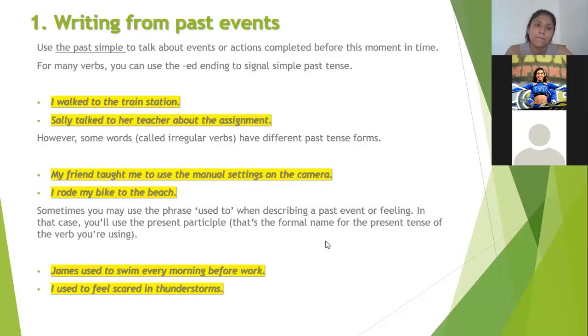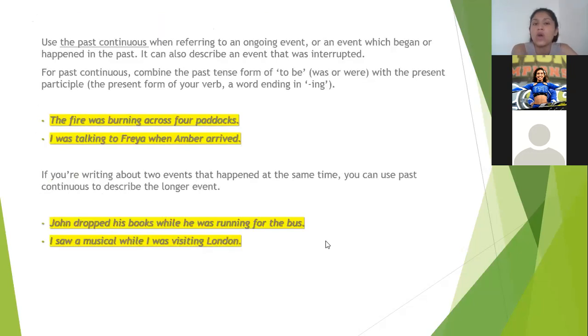Then we have another tense, which is also for the past. Here it says, use the past continuous when referring to an ongoing event or an event which began or happened in the past, and it can also describe an event that was interrupted. So we're gonna use the past continuous to talk about an action that was happening at a specific moment, and it could or could not be interrupted. It is like to be more specific about a specific time in the past.